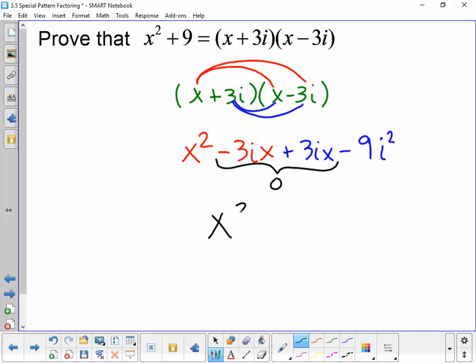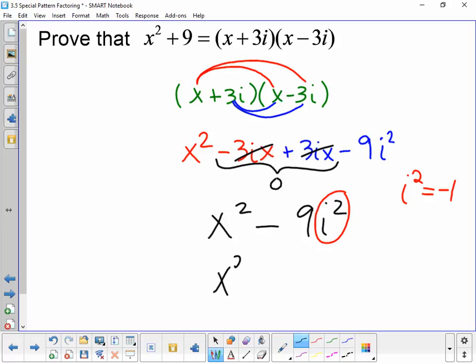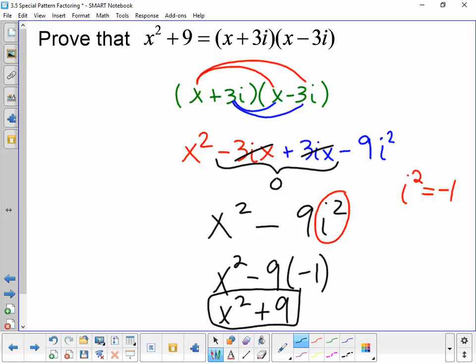So what we're left with is just the x squared minus 9i squared. Those ones are gone. Well, I know that i squared is equal to negative 1. So this is the same as an x squared minus 9 times negative 1, and that is the same as an x squared plus 9. So in fact, our two factors do multiply to give us x squared plus 9.